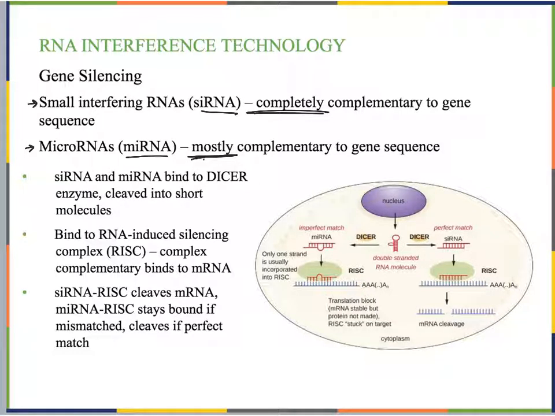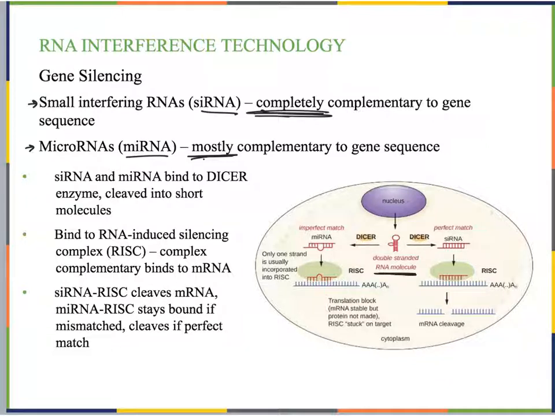So maybe we don't know the exact gene sequence of this particular viral DNA or this bacterial DNA. So we have a microRNA that's mostly complementary. Versus if we know the genome, we know the makeup of a particular pathogen that we're trying to get rid of, we can get our completely complementary gene sequence. So we can do an siRNA. How this works is illustrated here on the right side.